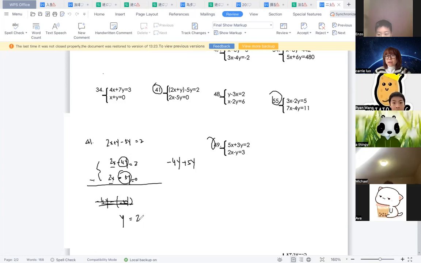Enzo, good job. Okay, Michael, take a look. So negative 4y minus negative 5y equals y, so y equals 2. Get it, everybody? Okay, so now I put it back into the equation. When y equals 2, 2x minus 10 equals 0. So 2x equals 10 and x equals 5.